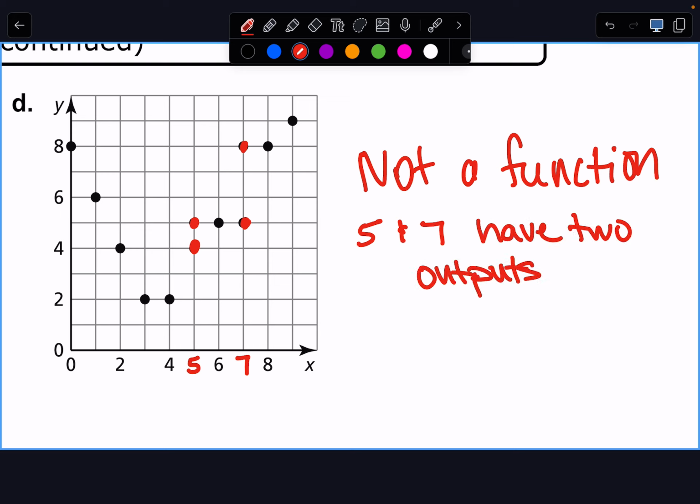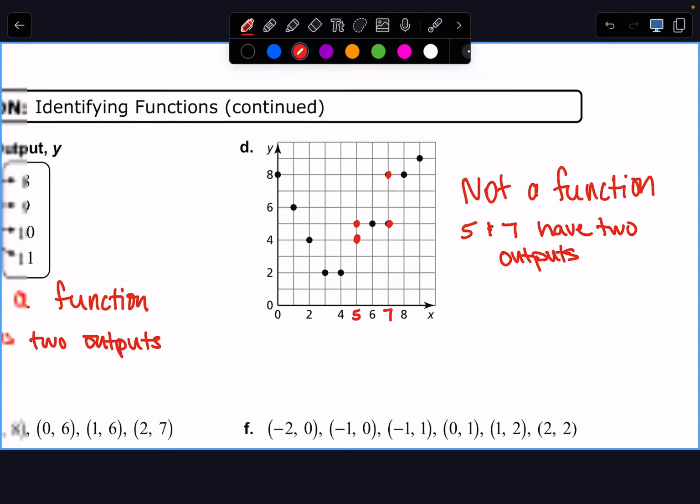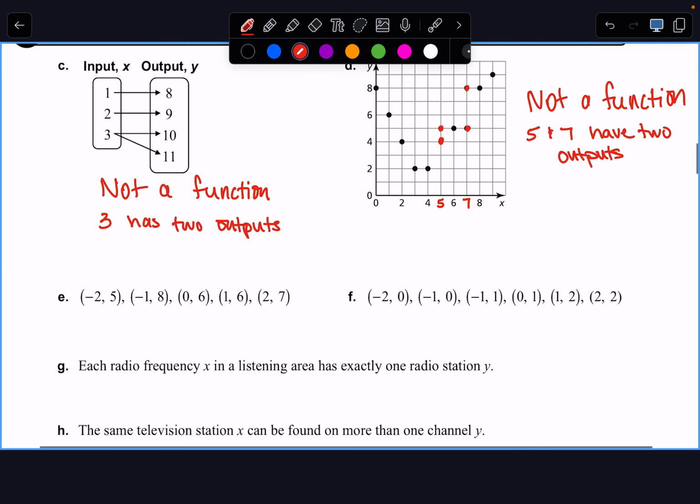I want you to notice what that graph looks like at 5 and 7. Okay? How about E? Oh, I'm hearing yes, it's a function. Yeah. Okay, all of the X's have unique Y's. Love it. How about F? No, what is the problem? Okay. -1 has 2 different outputs.